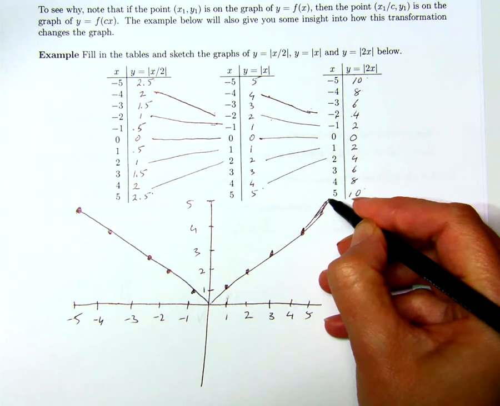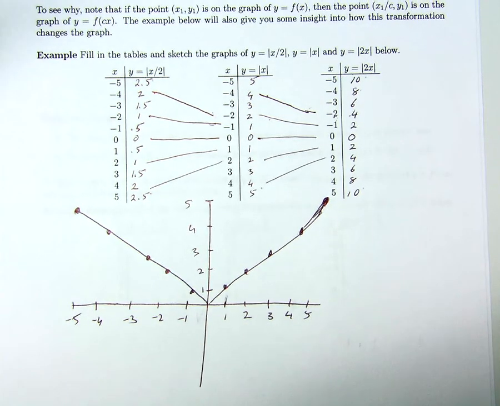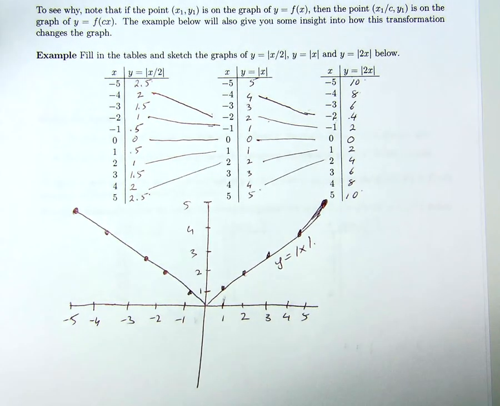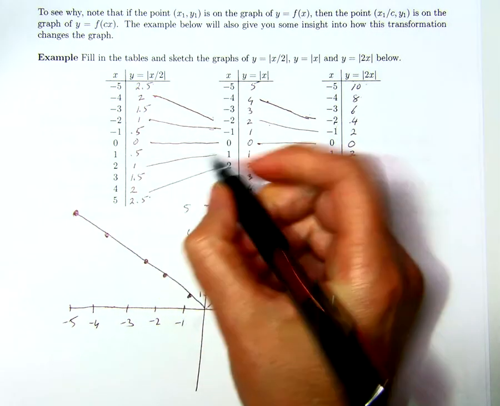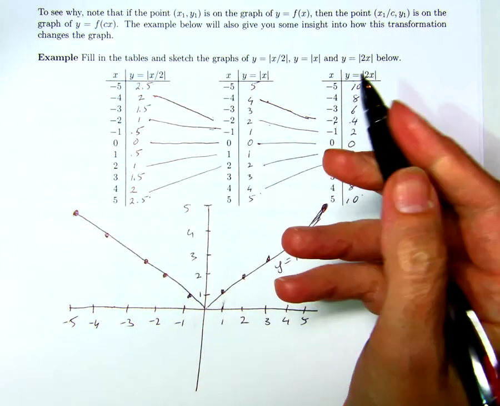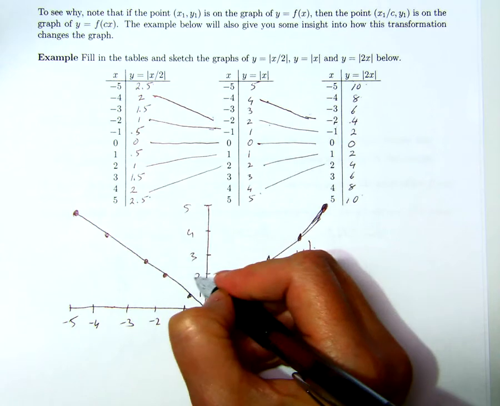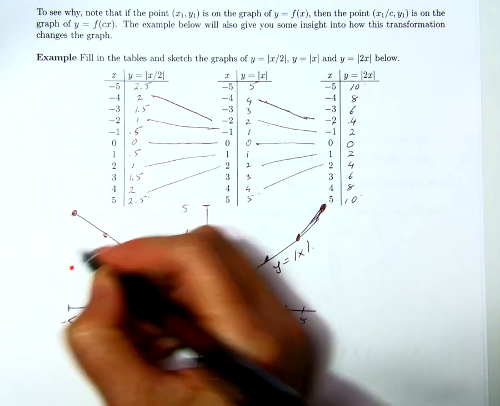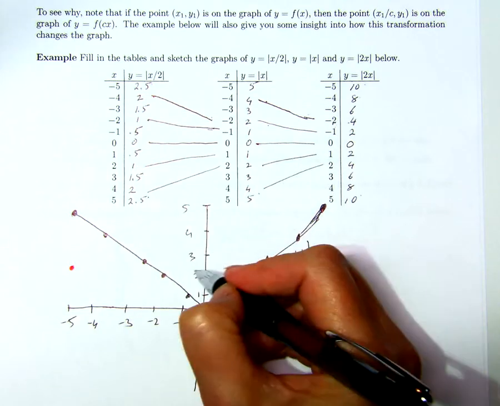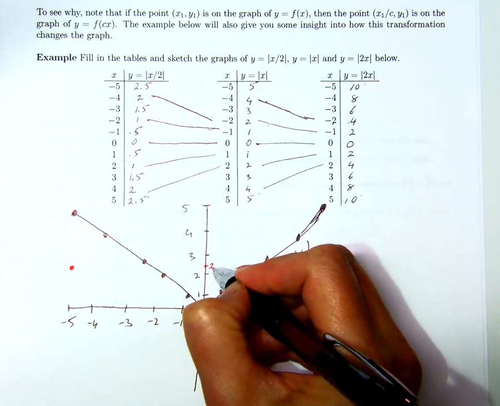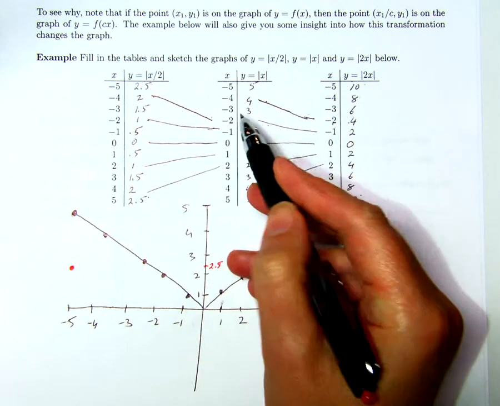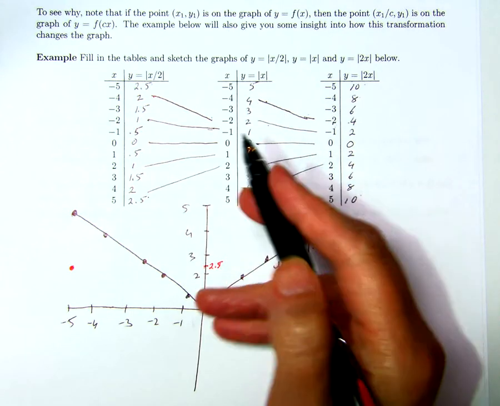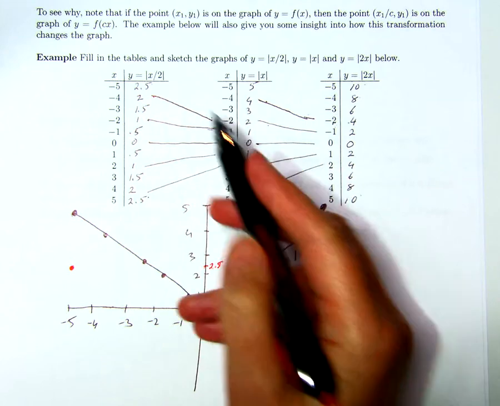Okay, maybe we need to change things just a little there. And that's the graph of y equals the absolute value of x. Now let's look at y equals the absolute value of x over 2. Well, this first one, -5, 2.5, doesn't have a corresponding value here with the same y value, so we don't have anything to compare that to.